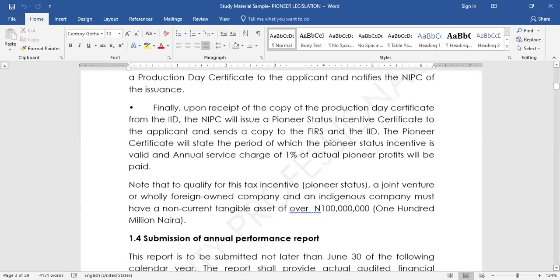Note, for a multinational company or local company to qualify for a pioneer status, they must have a non-current tangible asset of over 100 million. Their fixed asset value must be over 100 million.